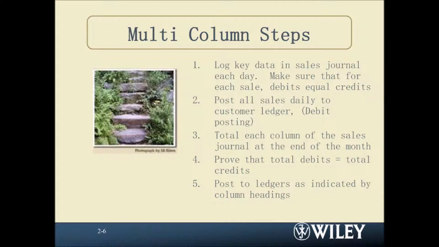In doing so, you're going to want to log the key data in the sales journal each day, and you need to make sure that for each sale your debits equal your credits. Then you will post all sales daily to the customer ledger, which is a debit posting. You total each column of the sales journal at the end of the month. You prove that the total debits equal the total credits, and then you post to the ledgers as indicated by the column headings.